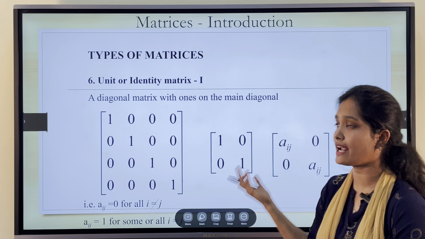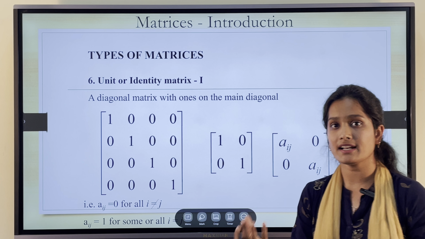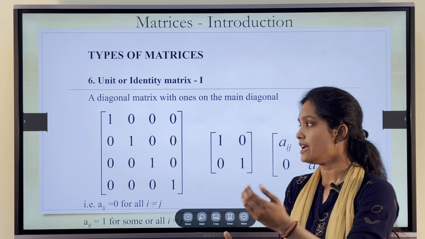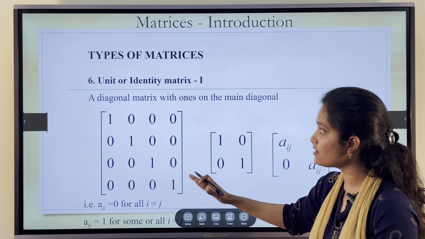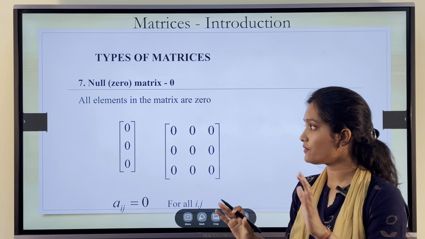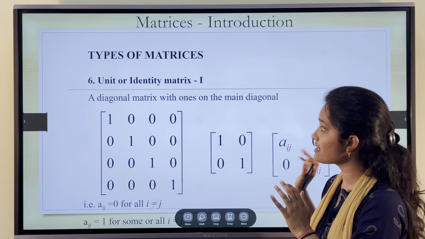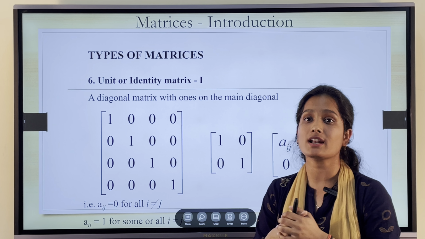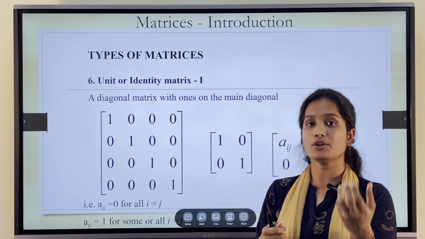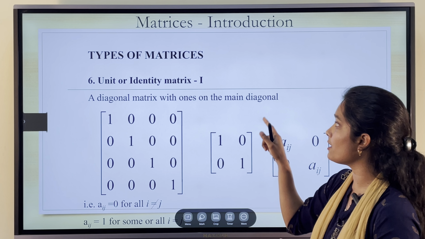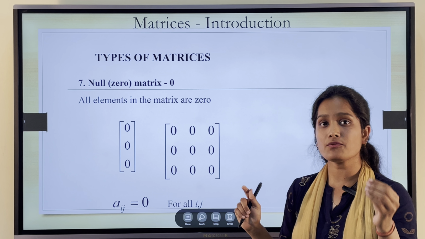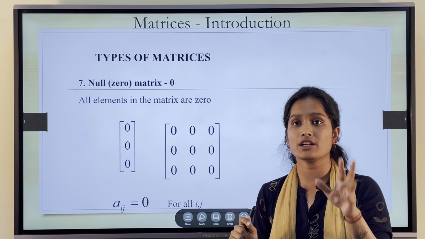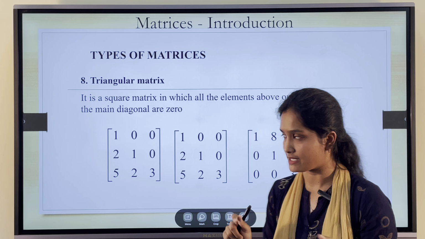Then we have the unit or identity matrix. A unit or identity matrix is a special type of diagonal square matrix in which on the principal diagonal we have all the ones. So if a diagonal matrix has all the ones in the principal diagonal, then we say that it is a unit or identity matrix. We denote the unit or identity matrix with the help of capital I. So if we write it as I2, then it means that it is a 2 by 2 order identity matrix.